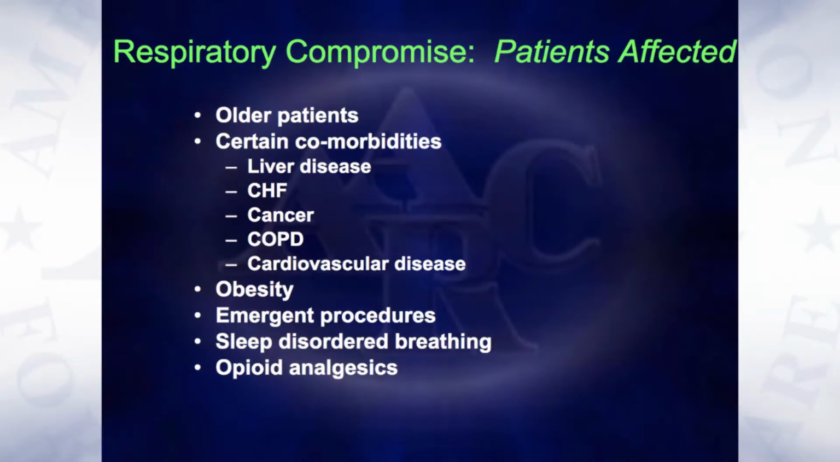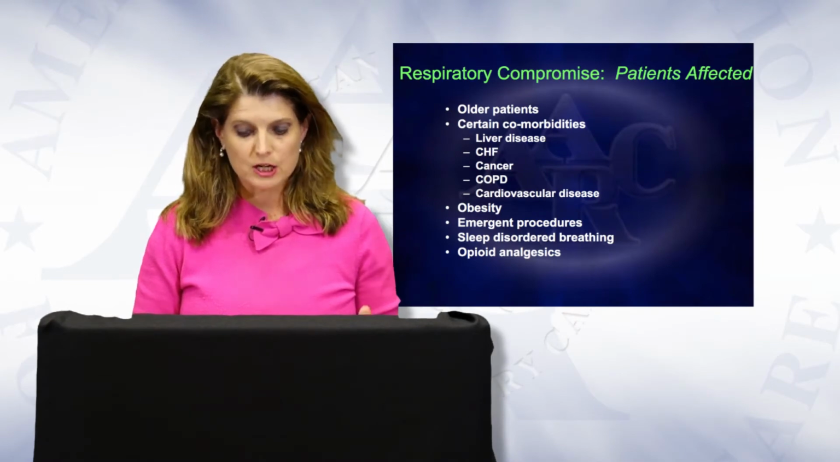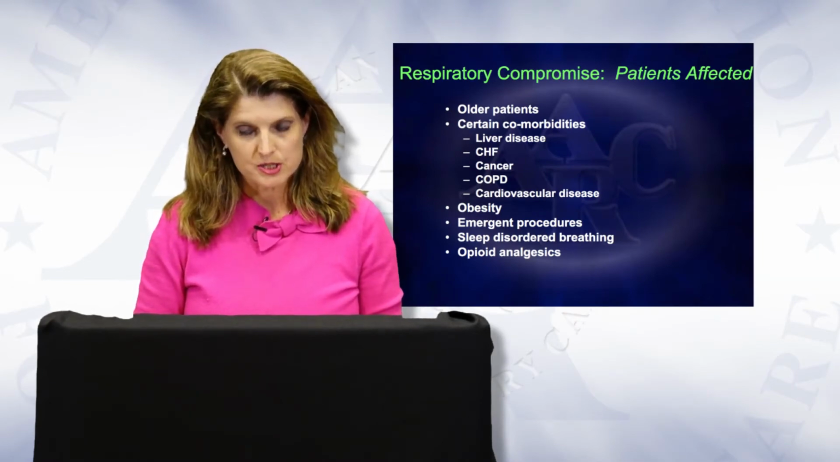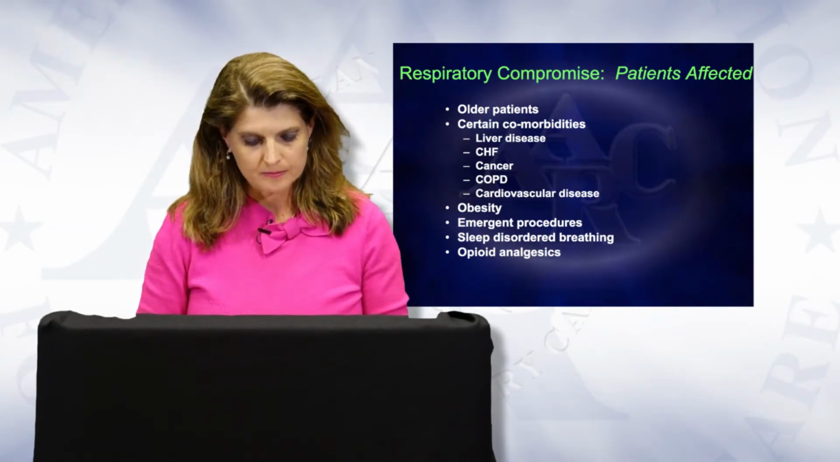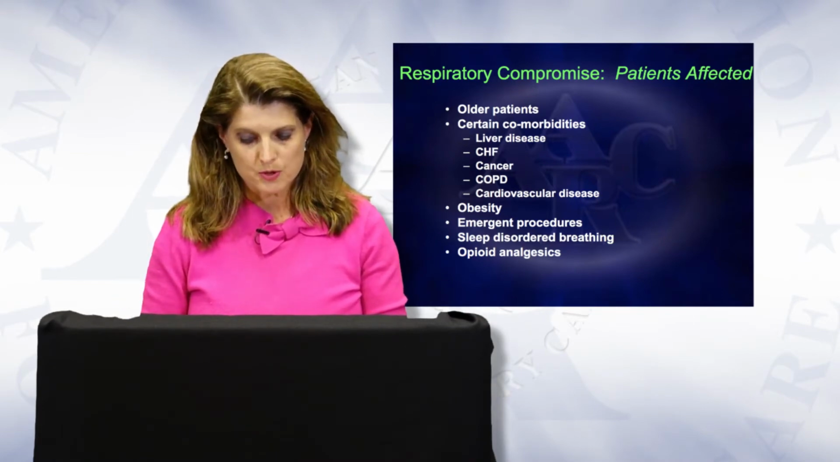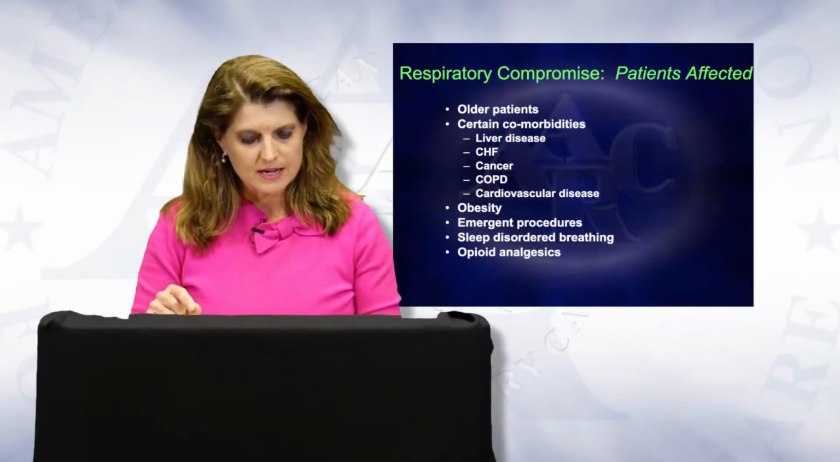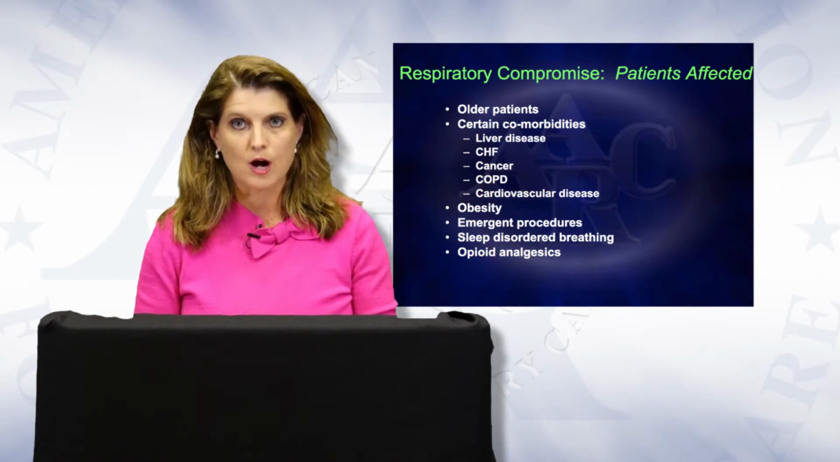Respiratory compromise tends to be more common in older patients with comorbidities such as liver disease, congestive heart failure, cancer, COPD, and cardiovascular disease. Additional risk factors for the development of respiratory compromise include obesity, emergent procedures, and patients already diagnosed with sleep-disordered breathing. The administration of opioid analgesics is often associated with respiratory depression. For that reason, the need for Narcan rescue therapy can provide insight into the development of respiratory compromise.